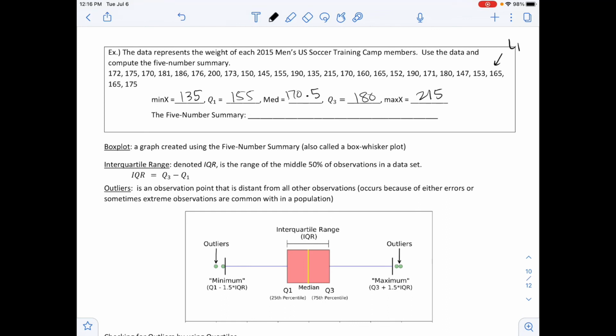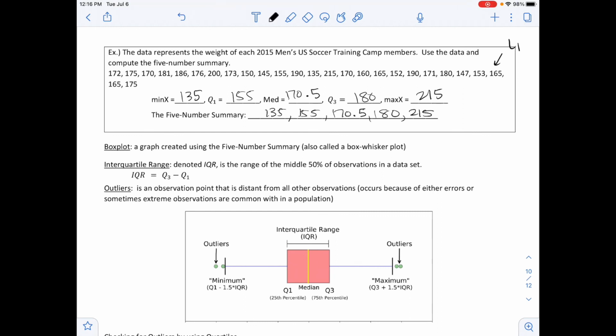So when you write out the 5-number summary, we usually don't put those words in there. We just list it as a string of values starting from our minimum and working our way up to that max value. So we just write 135, comma 155, comma 170.5, comma 180, and comma 215.